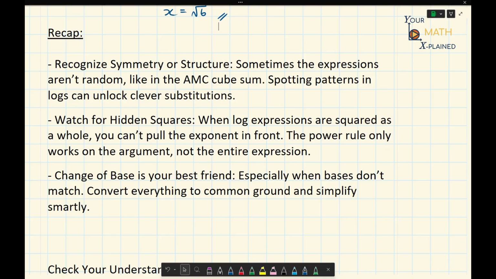And one thing that pops up over and over again is the hidden squares, as in when the log expressions are squared as a whole, we can't pull the exponent in the front, because the power rule only works on the argument, not the entire expression. And finally, change of base is your best friend, especially when bases don't match. So whenever you see a problem where they have different bases, that is a hint that you want to convert everything to a common base and then simplify.